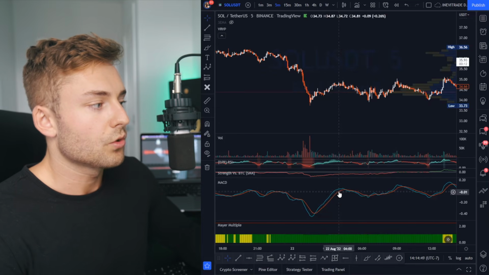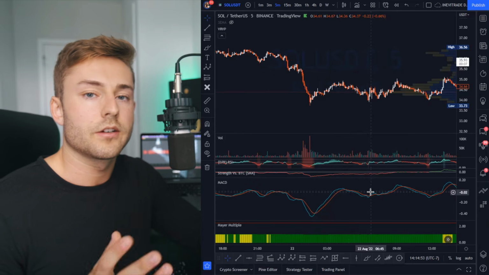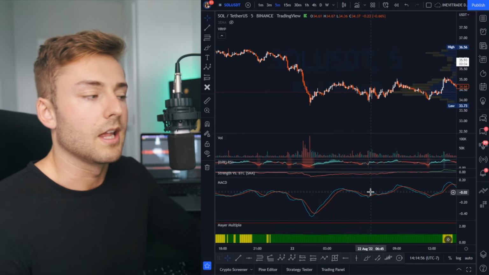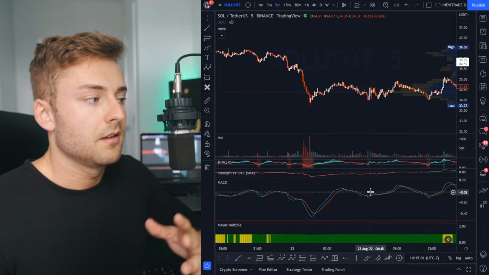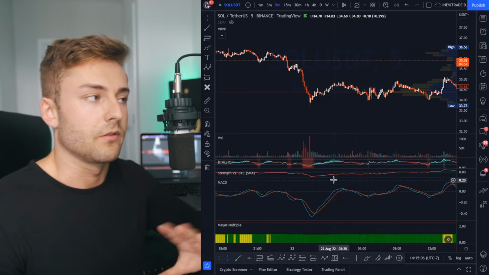So when we see short-term momentum changing and going under or over the longer-term, less sensitive momentum line, this can indicate shifts in price direction and give us some basis as to when we're going to see reversals in the market.